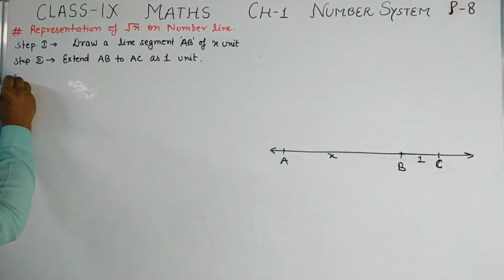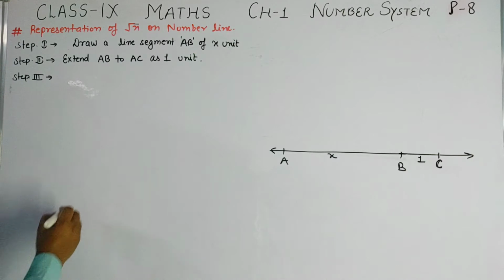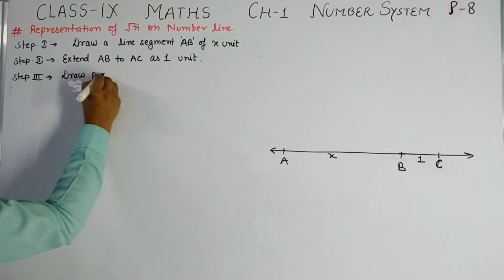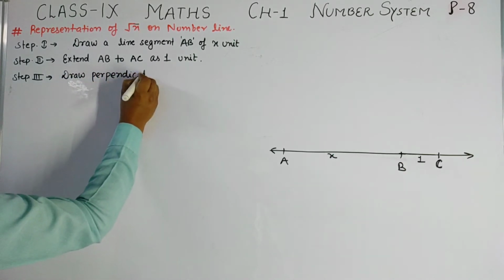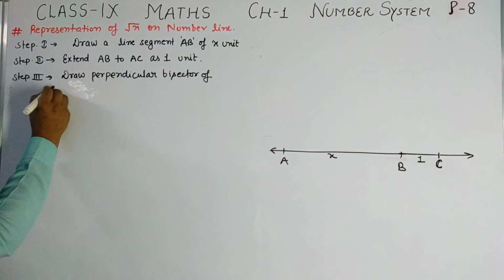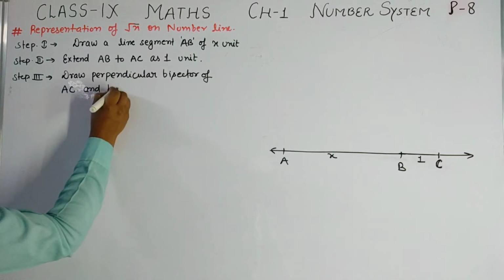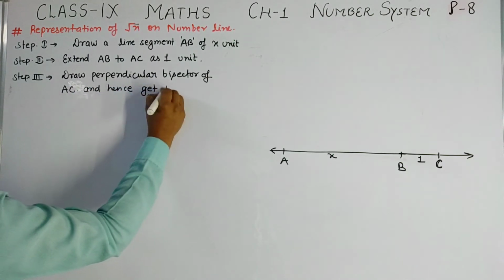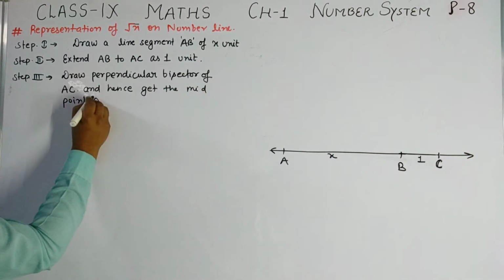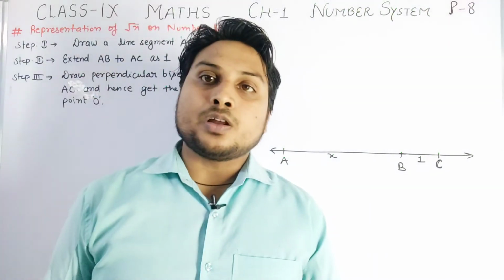Okay, after that in step third what will we do? In step third, draw the perpendicular bisector of AC and hence get the midpoint O. Okay, so what we have to do is draw the perpendicular bisector of AC.